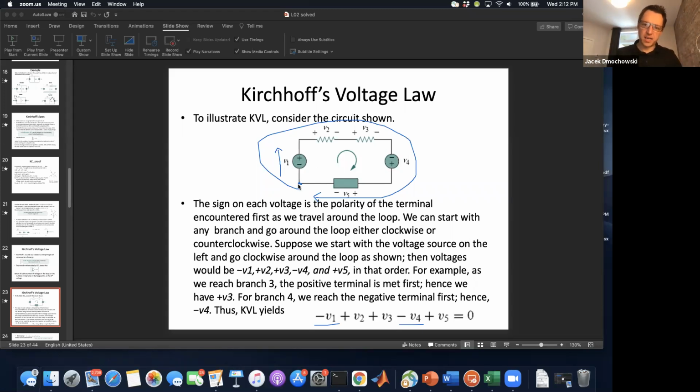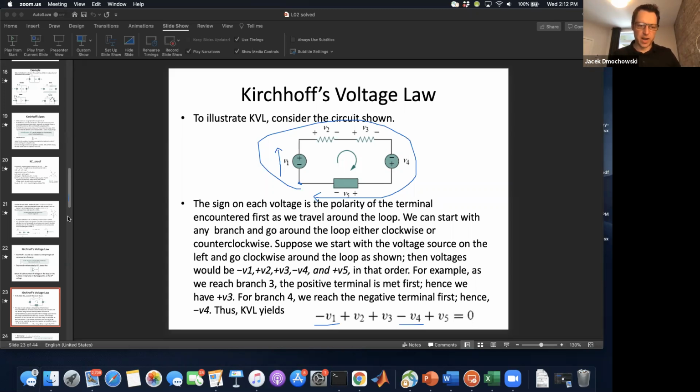So again, you pick a point, and you can pick any point you want as long as you start and end at the same point. And you go around and you count up the voltages and you set them equal to 0. That's KVL.